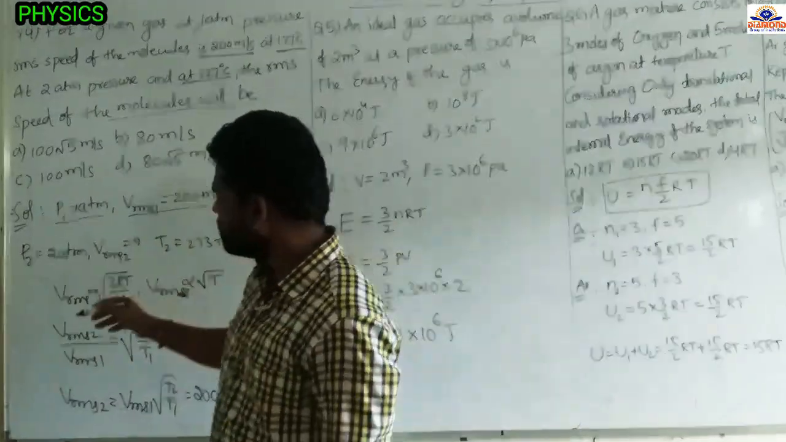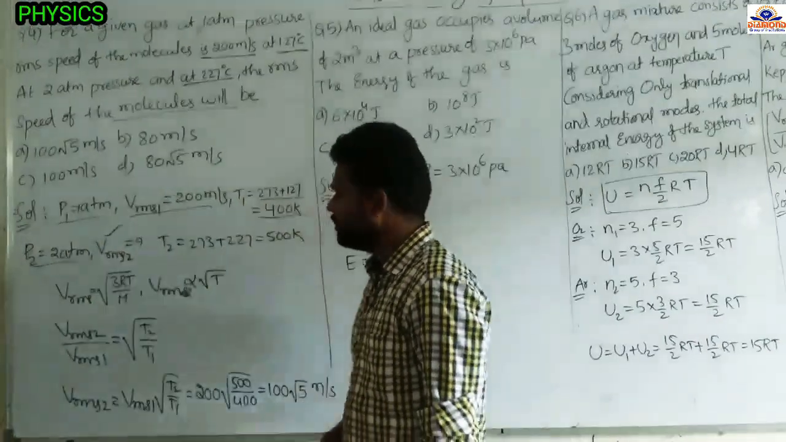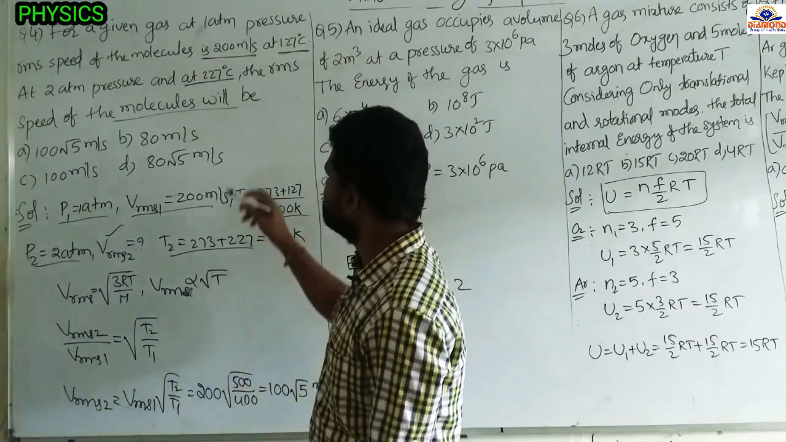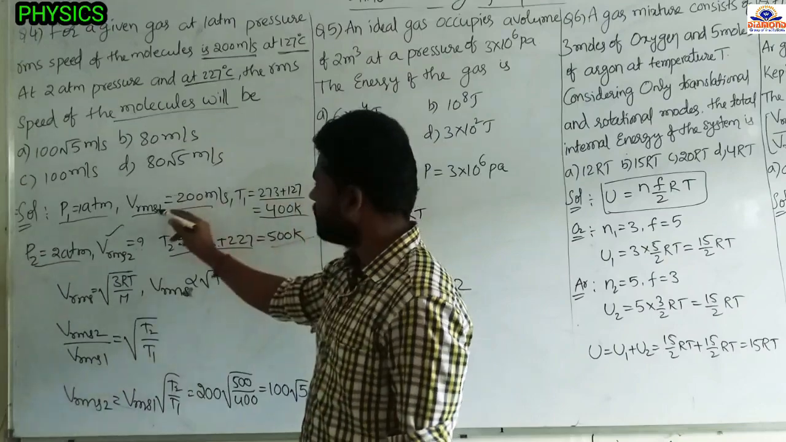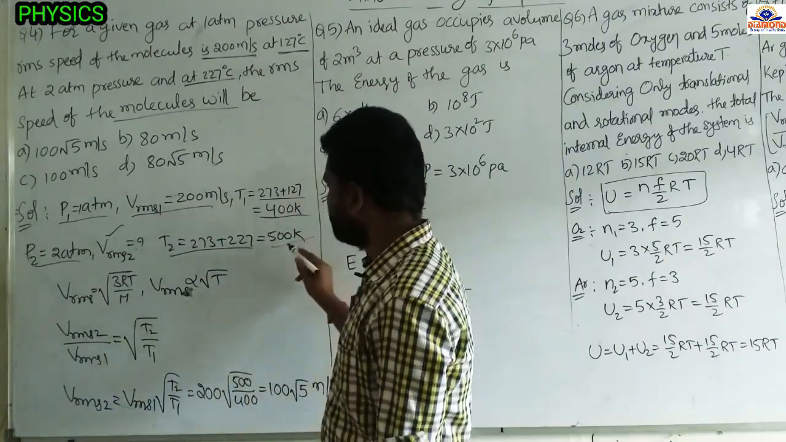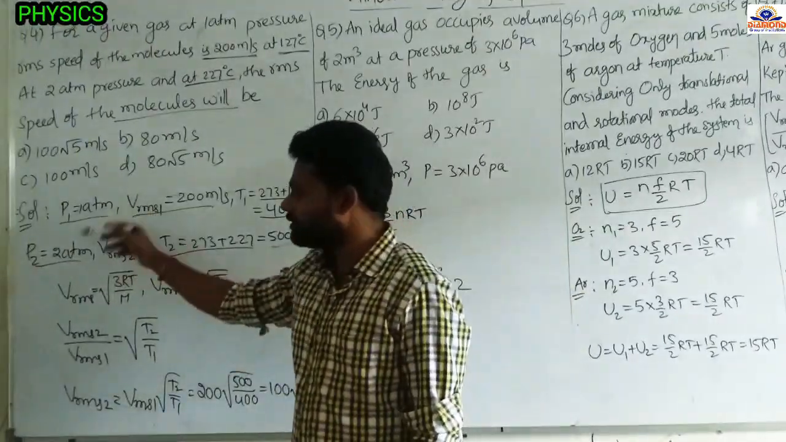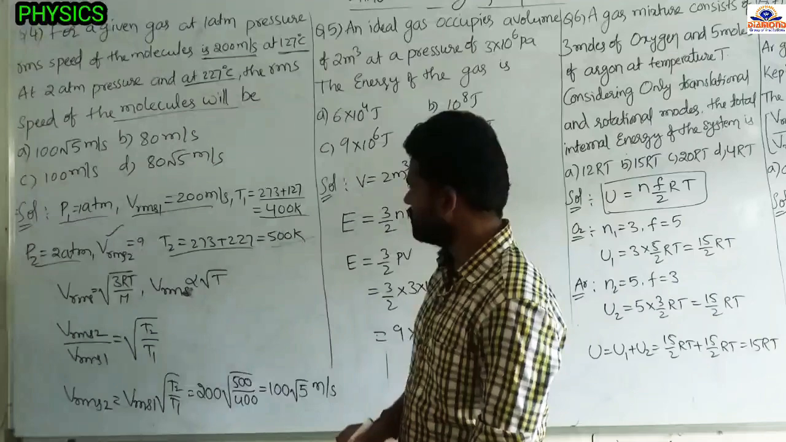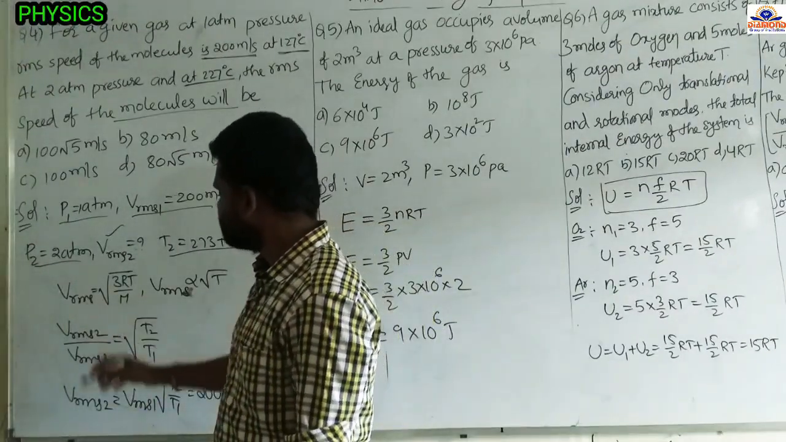And next at pressure 2 atmosphere, we have to find the RMS speed. Convert the temperature into kelvins: 273 plus 227, 500 Kelvin. So at 400 Kelvin, the RMS speed is 200 meter per second. At 500 Kelvin, RMS speed equals how much? Here they given the pressure, but actually RMS speed does not depend on the pressure. Remember that point.